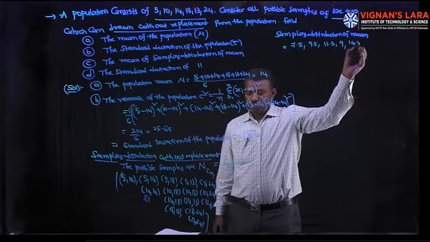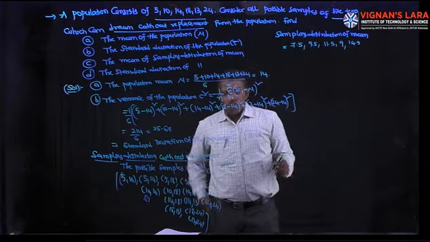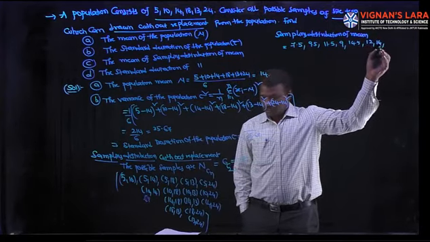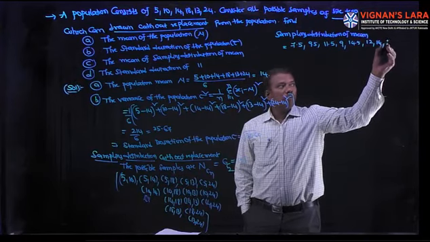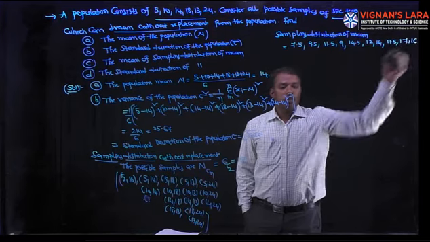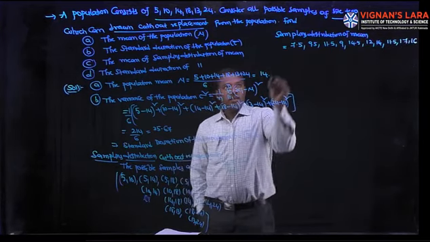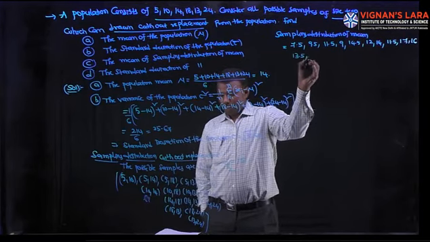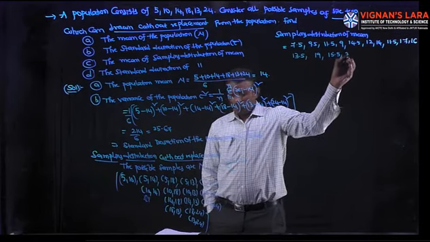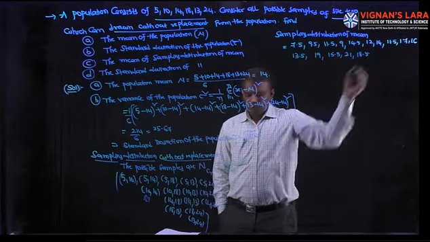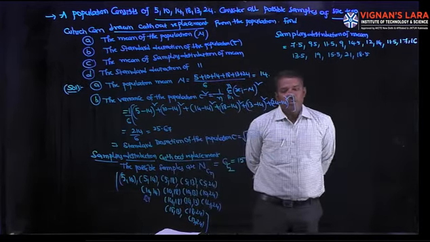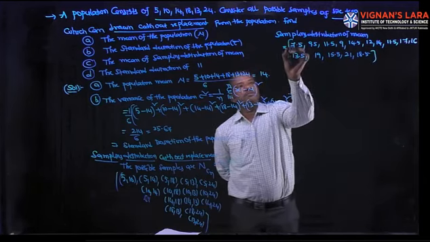Next, 14.5. Next, 12. Next, 14. Next, 11.5. Next, 17. Next, 16. Next, 13.5. Next, 19. Next, 15.5. Next, 21. Last, 18.5, whose sum is 37, and 37 by 2 is 18.5. This is the sampling distribution of mean.